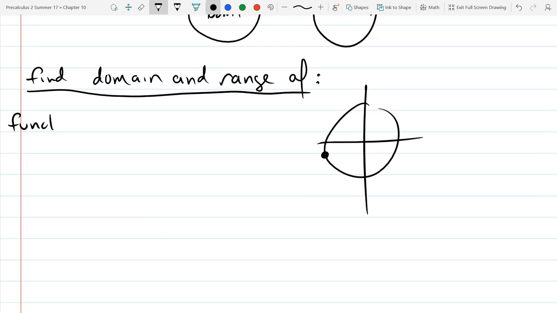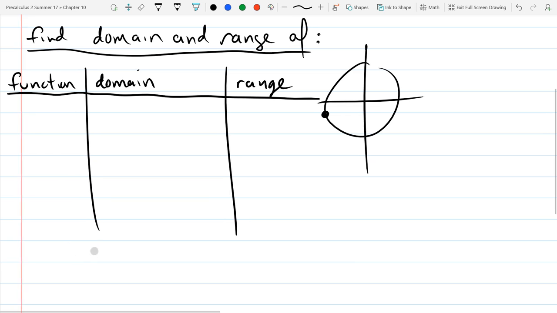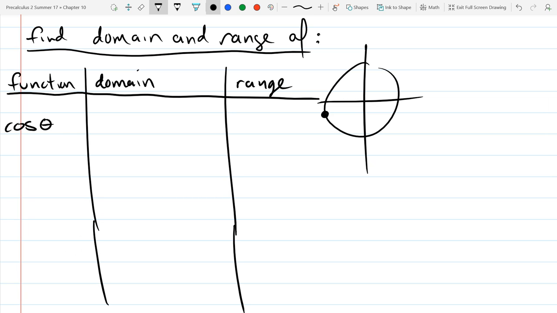Function. We'll go over this in a little more detail when we get to the graphing section. So we've got cos theta, domain. Theta can be anywhere between negative infinity to positive infinity. So I could write any theta in, and I'm going to use this symbol right here.